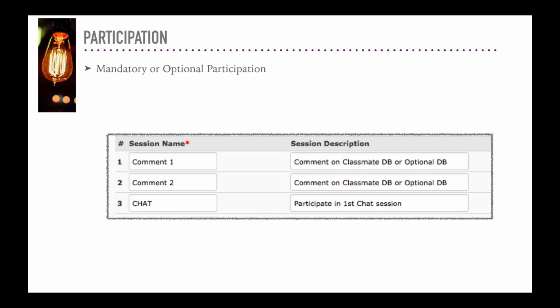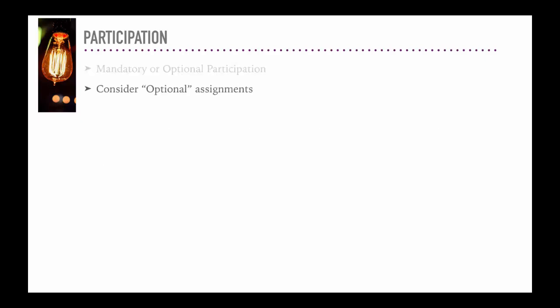And I set that up in advance, and I tell them exactly what I'm asking them to do. You can see here for this particular week, I'm asking them to comment on a classmate's discussion board or optional discussion board, which I'll show you shortly, and to participate in a chat session that we have, which is a synchronous part of my class. You can do that as an optional activity, or like I said, mandatory.